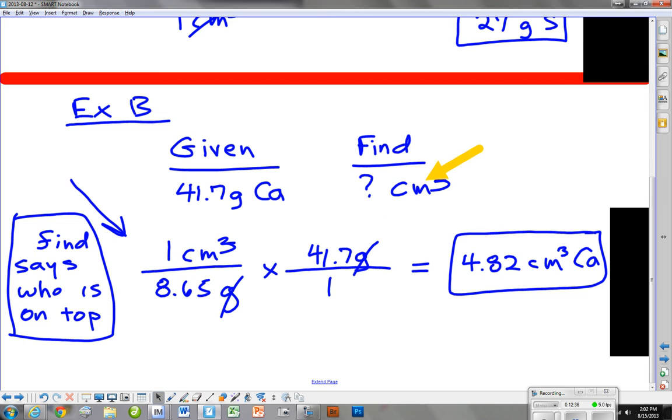I left it at 4.82 because there's 3 sig figs here and 3 sig figs here. There's 3 sig figs here and there's 3 sig figs here. So we are not limited. We don't have to cut anything down. And the one here is a definition, so it has an infinite number of sig figs. It doesn't limit us. Okay? Are we good on that?